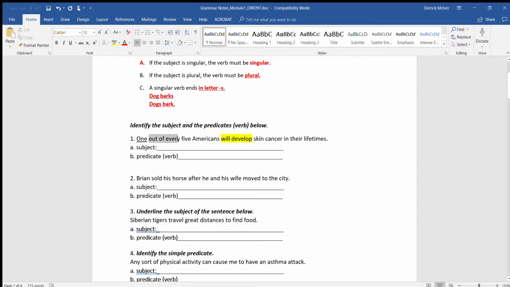Out of every 5 Americans is what we call a prepositional phrase. You learned under the sentence basics folder that a prepositional phrase will never contain the subject or the verb of a sentence. You know that a prepositional phrase starts with a preposition. Here the word out is a preposition and it ends with a noun. Ways to identify a preposition: you just remember that the words of, from, and with are prepositions.